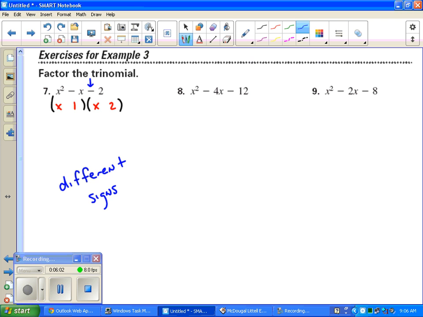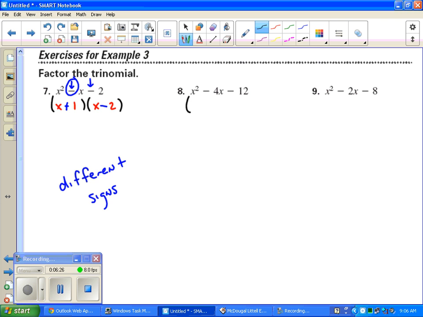Since they're different signs, you look to the first sign. It's negative. You put a negative in front of the larger number. So you have a 1 and you have a 2. 2 is larger. This sign tells you it's negative. So 2 is negative. They're different, which means 1 is positive. X plus 1 times x minus 2.